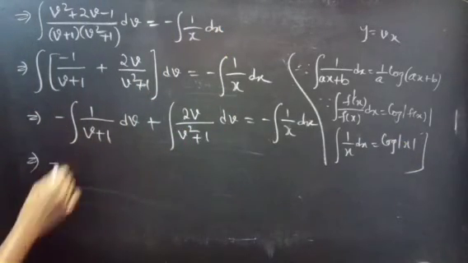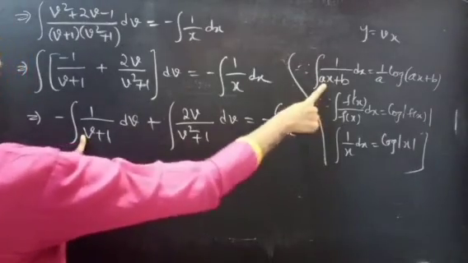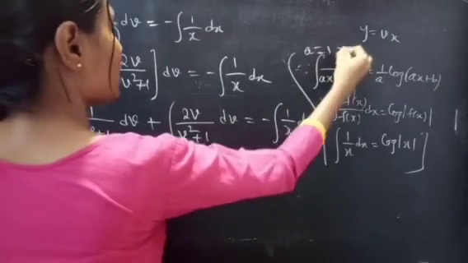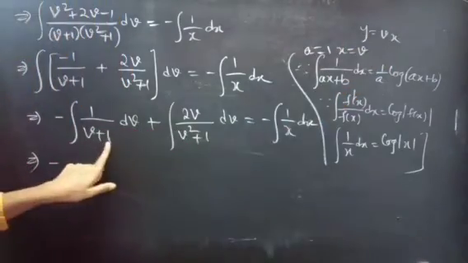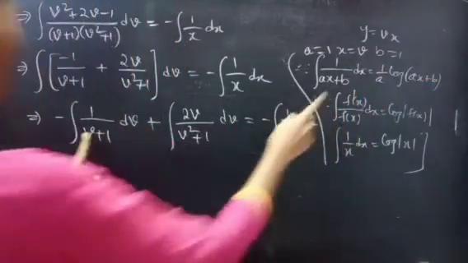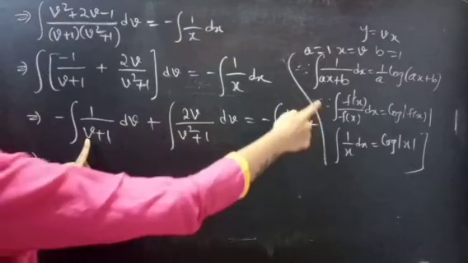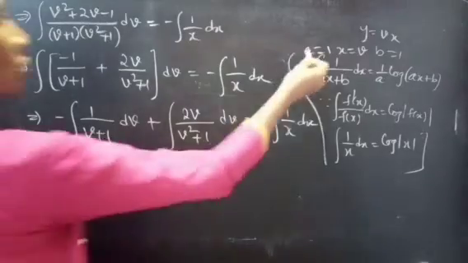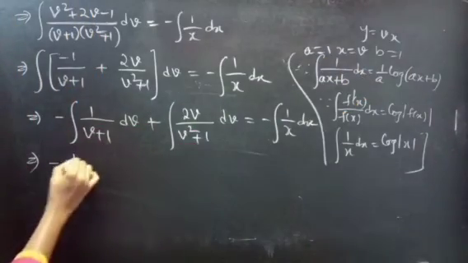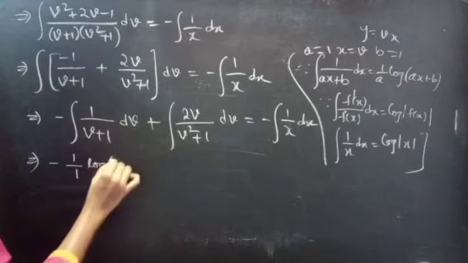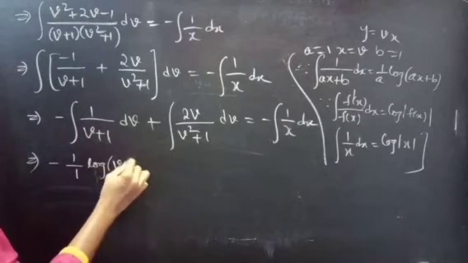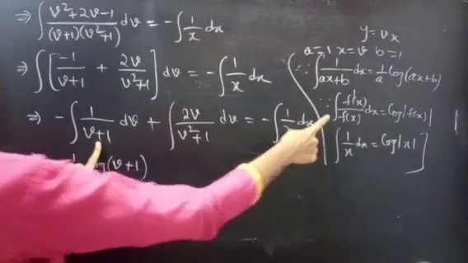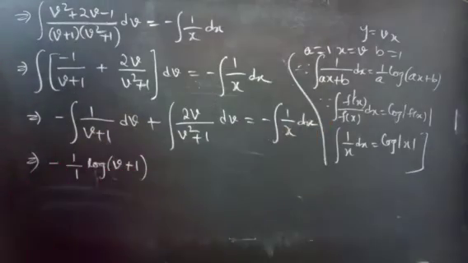Now for a equals 1, x equals v, and b equals 1, simply compare the integrand, and then we'll get to know what x, a, and b are. For a equals 1, x equals v, and b equals 1, you'll get 1 by 1 log of 1 into v plus 1, simply the log of the denominator, or here you can use this formula. You can compare these two integrands simply.